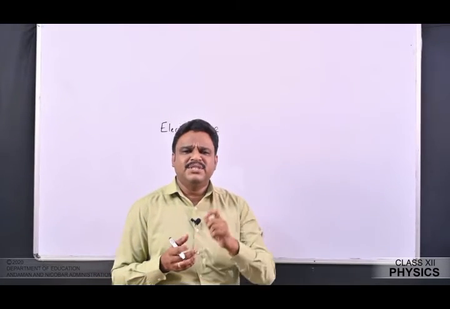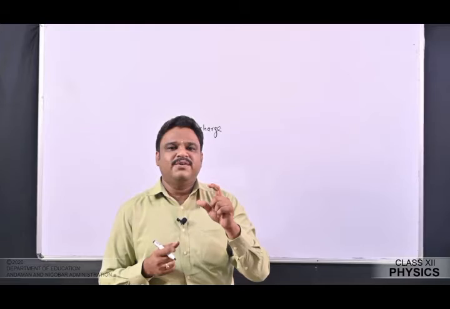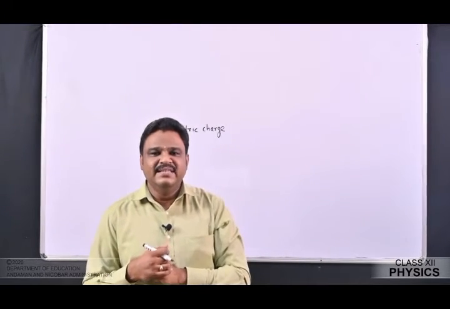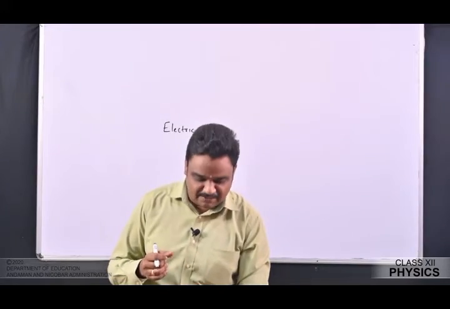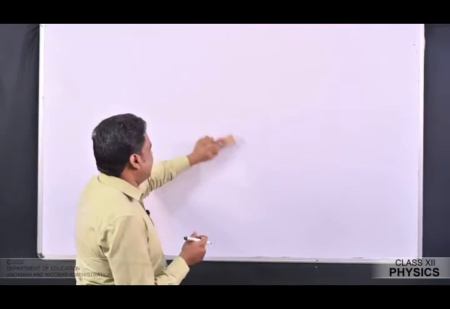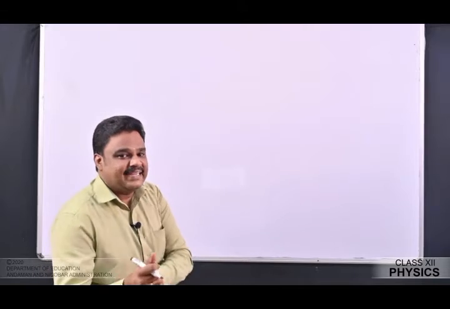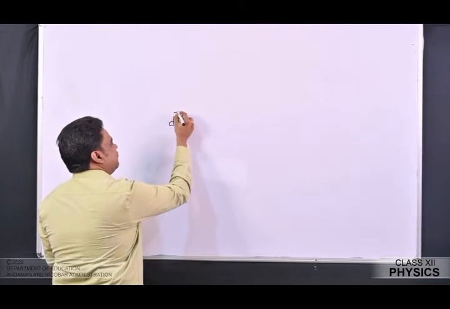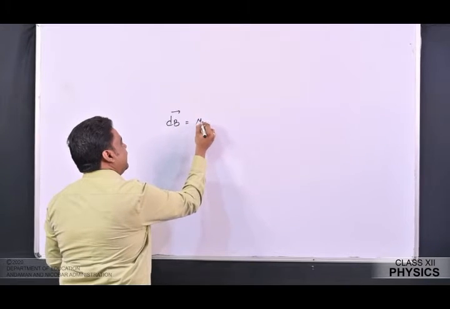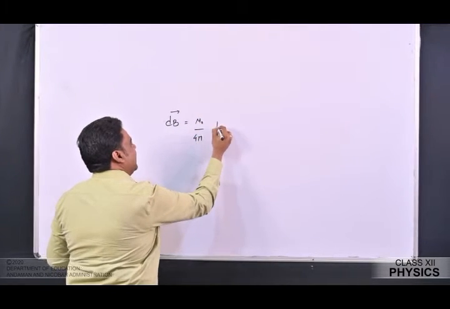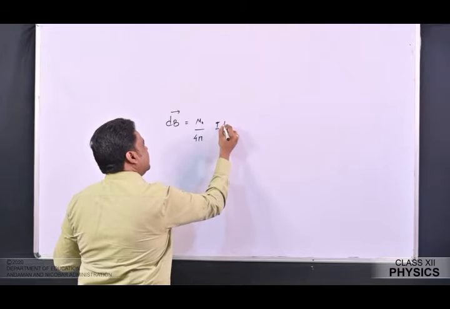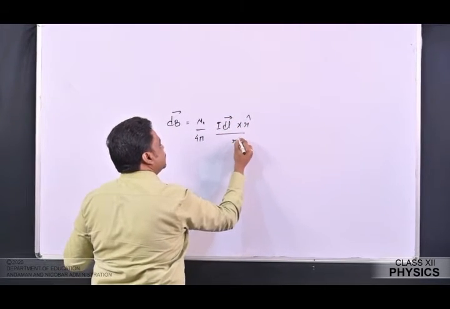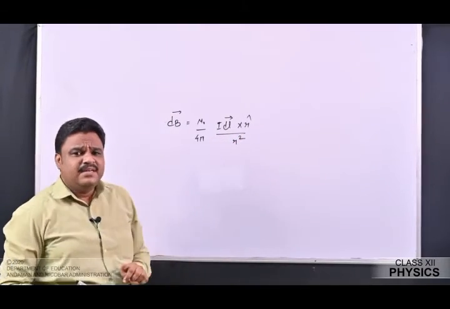What is Biot-Savart law? Biot-Savart law is used to find the magnetic field due to a current element. The same thing they are asking in the question. So just write the mathematical formula for Biot-Savart law. What is the magnitude they are asking? Magnitude is dB. In vector form, I can write it as mu naught by 4 pi, I dl vector cross r cap by r square. This is the answer for the question.